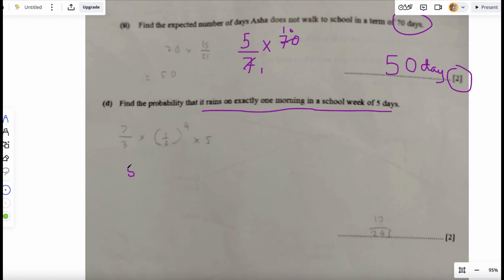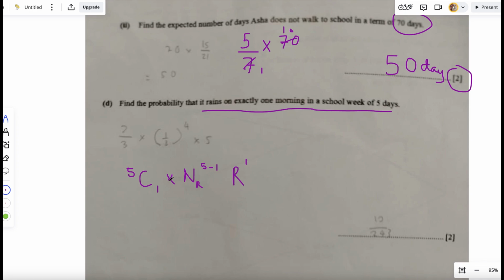Since it's exactly one morning, it will be 5 combination 1. You know permutation combination, 5 combination 1 times the probability that it does not rain, no rain. Since it rains exactly one day, no rain will be 5 minus 1, which is 4. So no rain is raised to power 5 minus 1, times the probability that it rains. Since it's only 1 day, we raise it to power 1. This will be the logic.